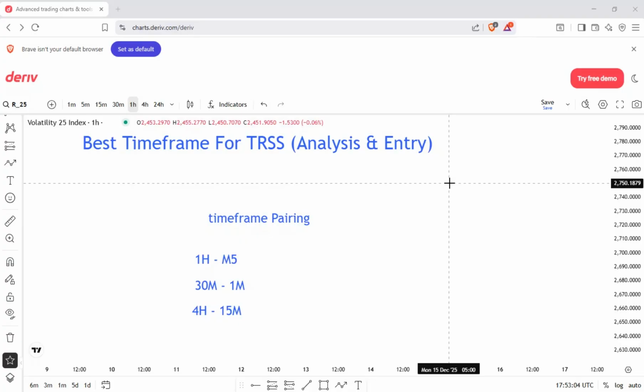If you are new to trading and you are using the 1 minute time frame, I don't think you can survive long in the trade. The 1 minute time frame is meant for what? Advanced traders, not for newbies. You can use the 5 minutes time frame for your entry. You can use the 15 minutes time frame for your entry, but don't go to the 1 minute time frame.